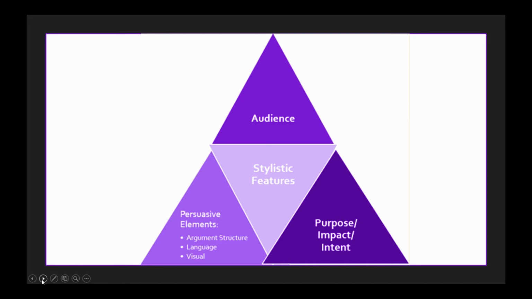So here's another way of showing that information. A triangle. Let's go for the middle of the triangle, the stylistic feature. For instance, the stylistic features of a speech are quite different from a blog or a review, or even a newsletter. So the stylistic features of a speech, for instance, means that you want your audience to be actively listening. And how do you do that?